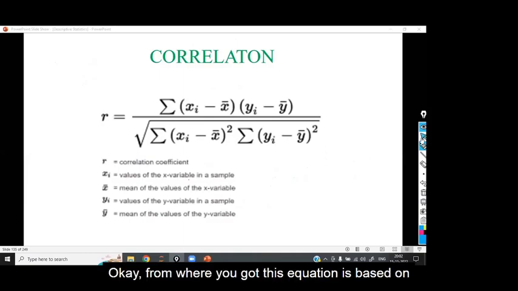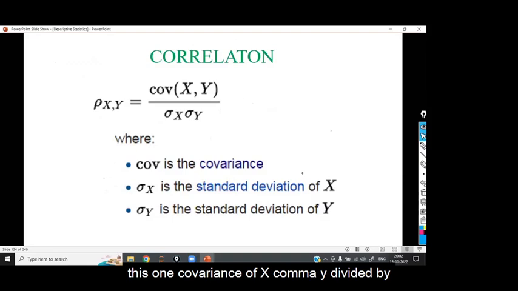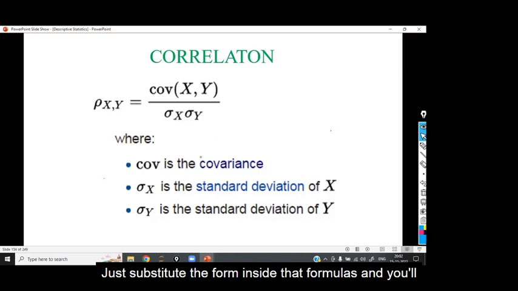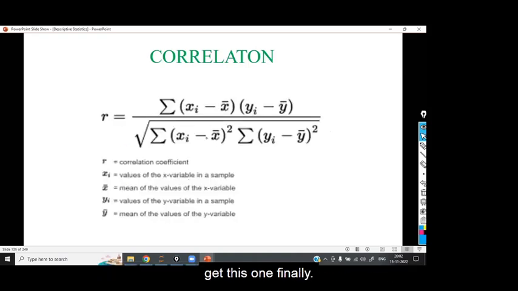You got this equation based on covariance of x comma y divided by standard deviation of x into standard deviation of y. Just substitute the formulas inside and you will finally get this one. Both are the same. Now both of them tell how strongly the variables are correlated.